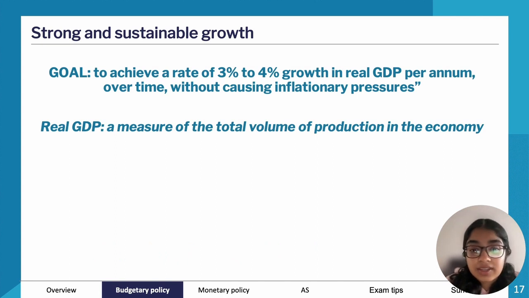Okay, so our first goal of strong and sustainable economic growth. The goal is to achieve a rate of 3 to 4% growth in real GDP per annum, and over time, without causing inflationary pressures. You can have this goal memorized verbatim, and you would get marks on the exam for the definition. Again, obviously you want to make sense of it, so you want to say real GDP, that's a keyword, per annum. So this is the growth you want in real GDP every year, without causing excessive inflation. And real GDP, a quick refresher, is basically a measure of the total production in the economy, so the volume of production.